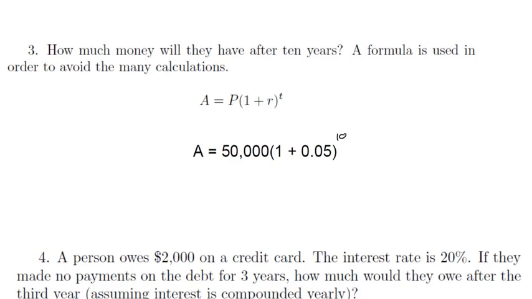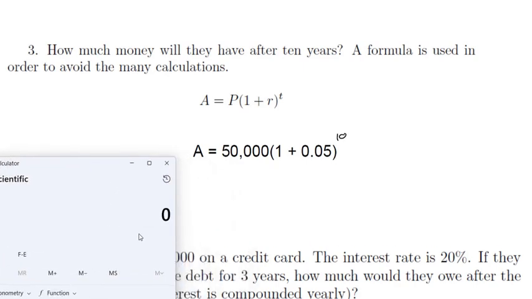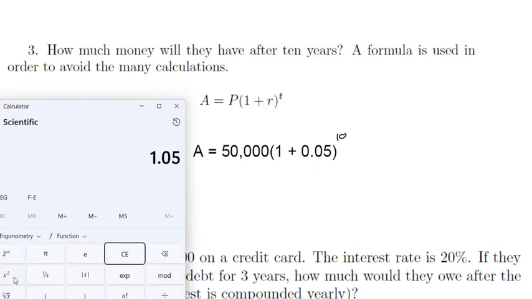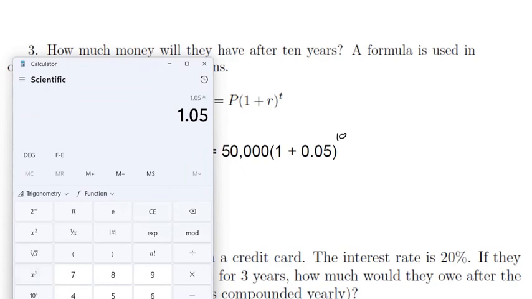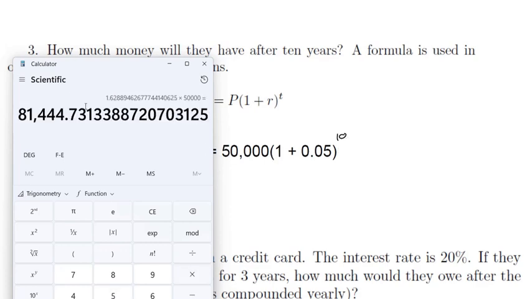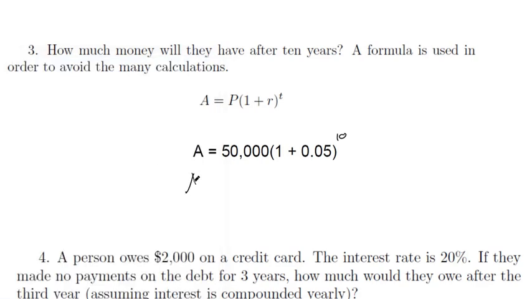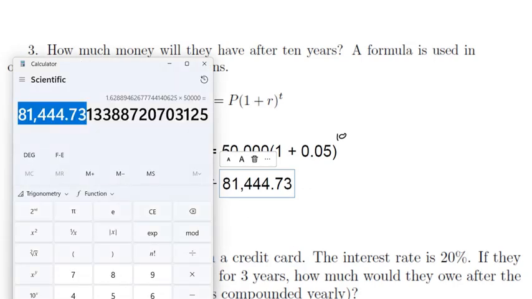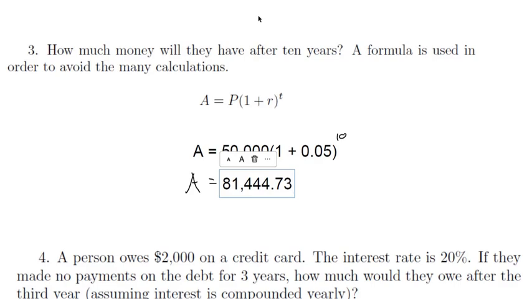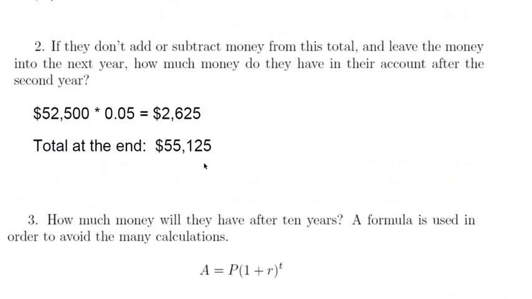And so if you use a Windows calculator, you need to follow the order of operations and add the parentheses first. Then raise it to the 10th power. So I'm going to hit this exponent key and then type in 10. So that's what this parentheses raised to the 10th power is. And then I multiply that result by 50,000. Then we want to round to the nearest cent. So look, after 10 years, you haven't done anything. The amount of money in your account is $81,444.73.